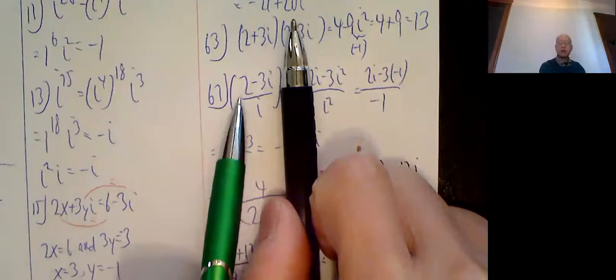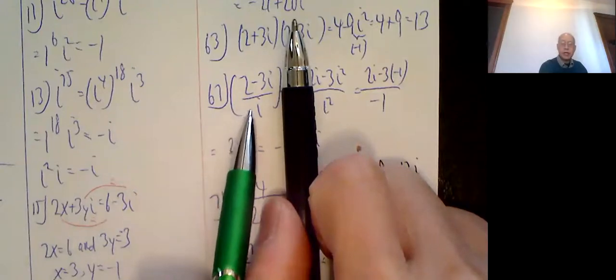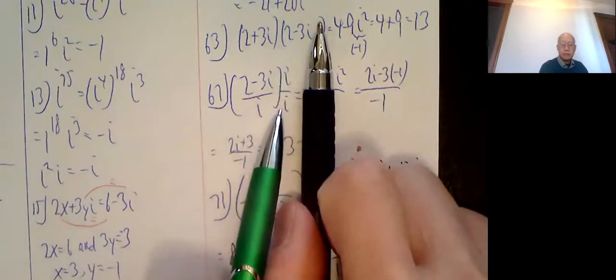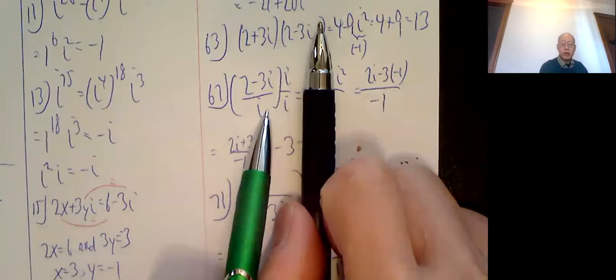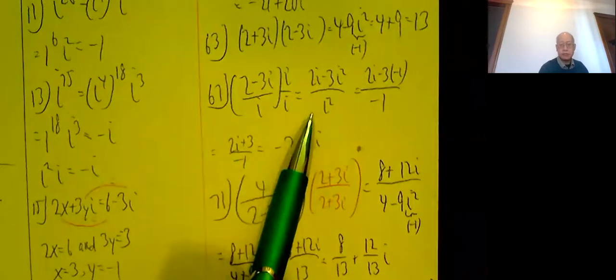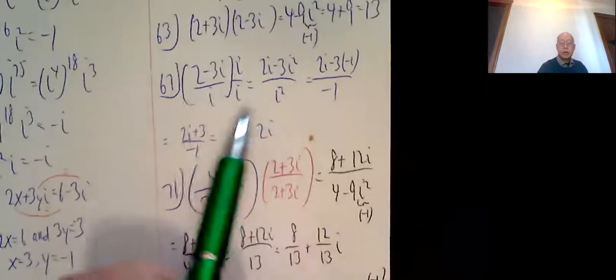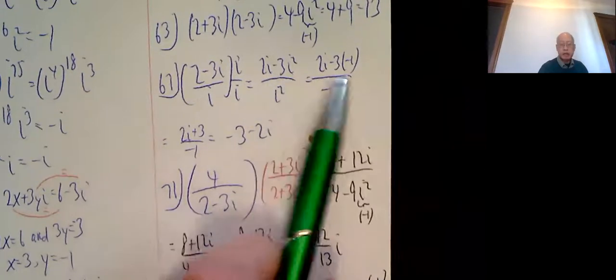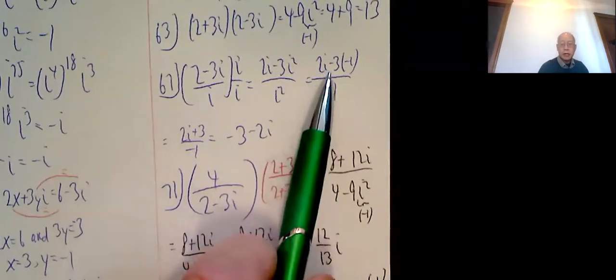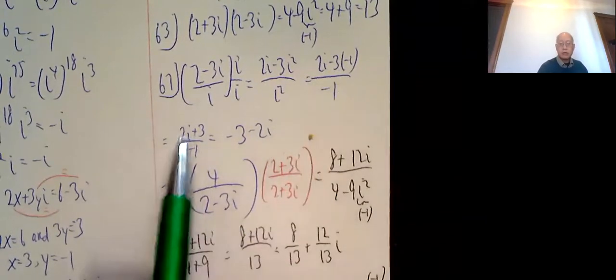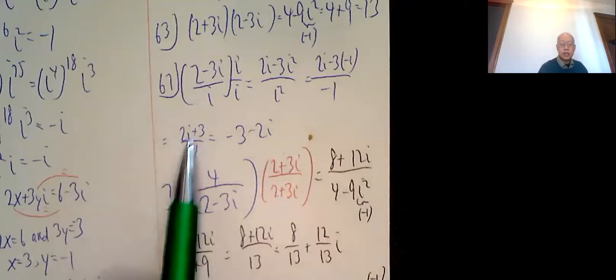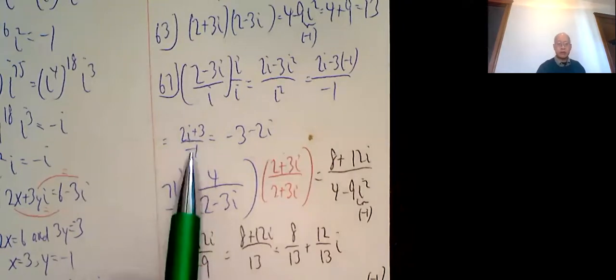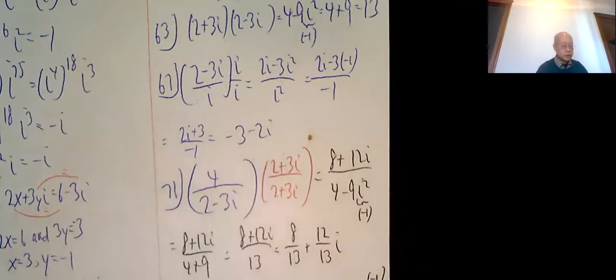67, rationalize the denominator, 2 minus 3i divided by i. Just multiply top and bottom by i. That way you get an i squared in the bottom, which is just -1. Okay, and the numerator is 2i minus 3i squared. Change i squared to -1, so 2i minus 3 times -1. So 2i plus 3, and then distribute the -1, put the real part first, -3 minus 2i.